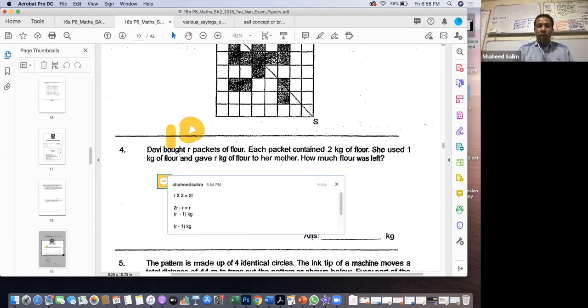So again, down here, I show you again. At first, you have to take R times 2. Why? Because you take the number of packets by the kg of flour inside. So it's 10 times 2, 20. R times 2 is 2R. So at first there's 2R kg. Then after that, give the mother R kg. So 2R minus R, you are left with R. Then she used 1 kg. So R minus 1 is your balance. Oh, no wonder Shafika didn't answer because she was outside. Now she's coming in. So R minus 1 kg is the correct answer. It has to be written this way.